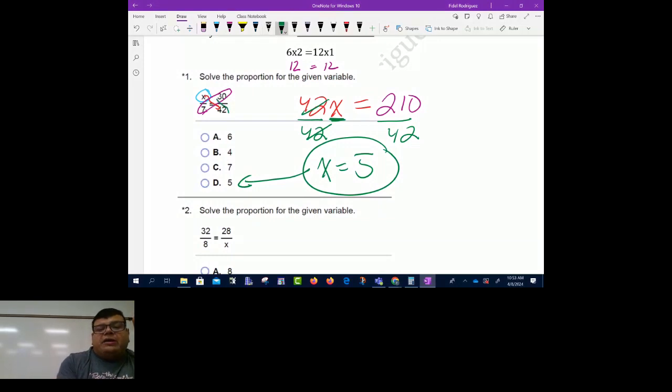Y'all, the way we solve these problems, we always go diagonal. We always take these numbers and multiply them. And we always take these numbers and multiply them. And then whatever number we have in front of the x, y'all, is the number that we divide the other number by. Okay? So we took the other number, 210, and we divided it by 42. Okay.